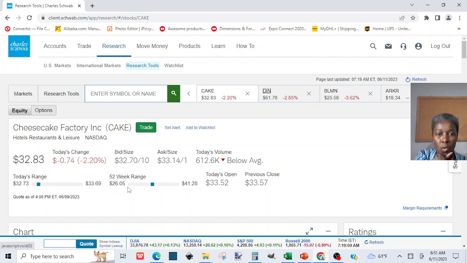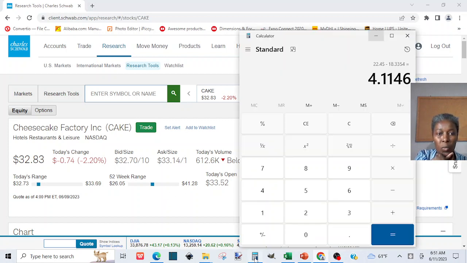So 26.05 and 41.28. Right now, it's selling for 32.83. That means it's getting closer to the highest. But to be sure, we can do the calculation. So 32.83 minus 26.05 is 6.78.